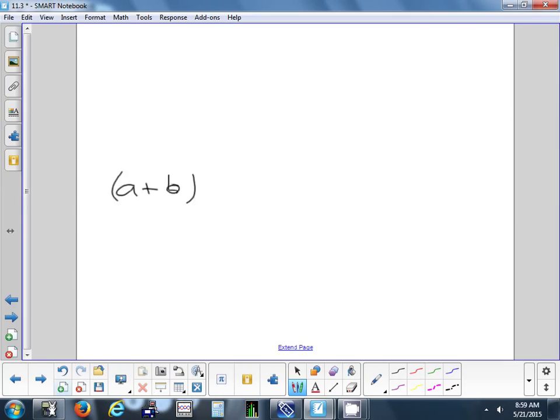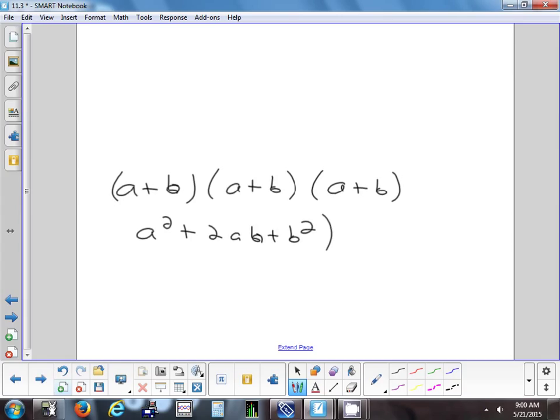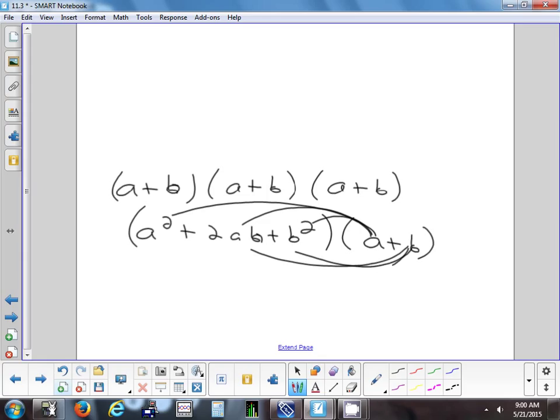This will be the last one we do out by hand. Well, I already know what a plus b times a plus b is. I just did that in the last step. And then times a plus b. All right, now the next part, we have to FOIL a plus b times everything we have here. So we're going to multiply a times everything, and then b times everything. Okay, it's not too bad, but it's a little time consuming.